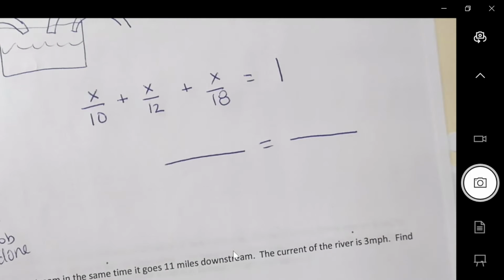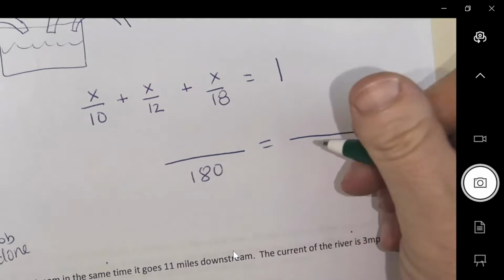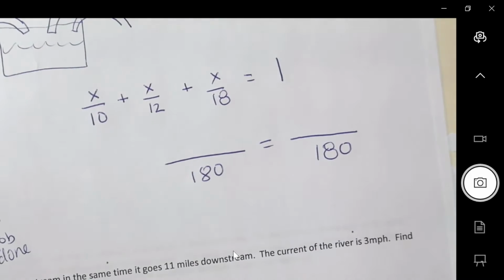2,160? No, that's a multiple. It's not 36. It can't be 2. 180? 180. Really? Why are you so sharp, Kelly? I'm big brain, bro. 180 is a number that will work for all 3 of them.